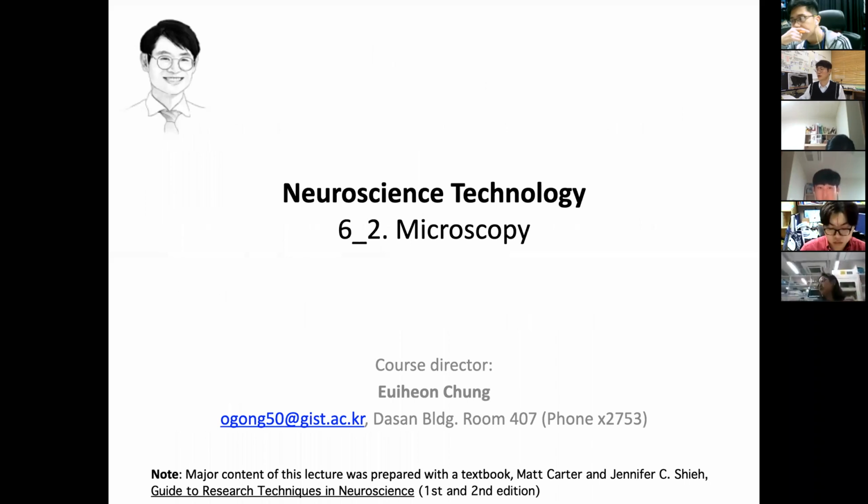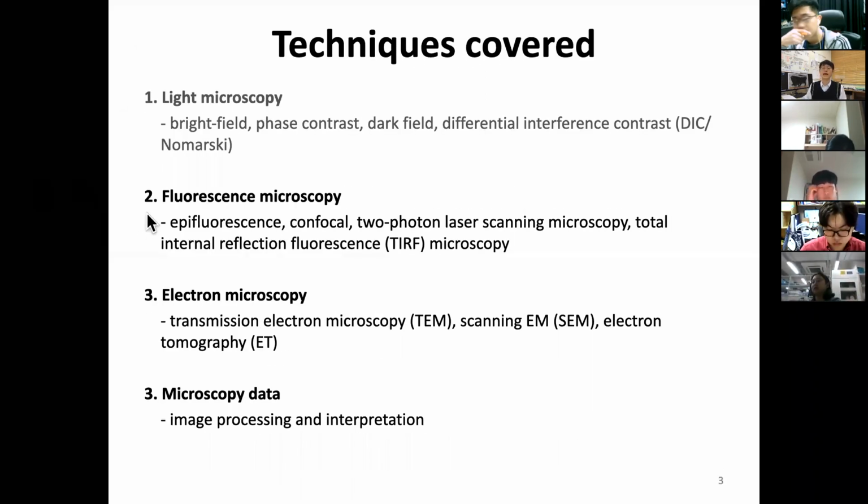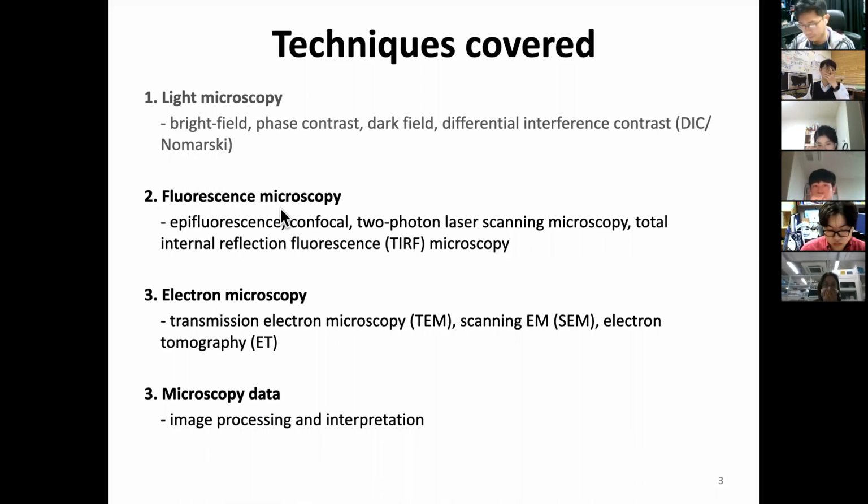So neuroscience technology, microscopy, and I will discuss fluorescence microscope. And later on, even not light microscope, but electron microscope and how to process microscopic data.